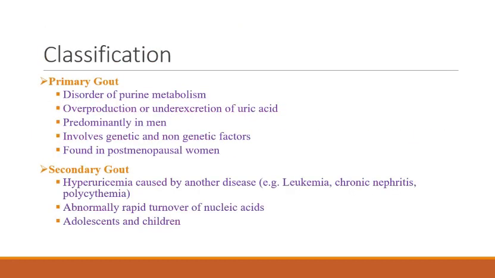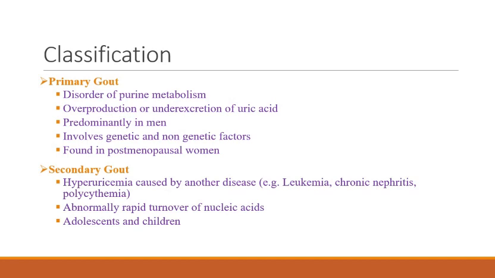Coming to the classification, gout is classified into primary gout and secondary gout. Primary gout is a disorder of purine metabolism. It may be due to overproduction or under-excretion of uric acid. Primary gout is predominantly seen in men. It involves genetic and non-genetic factors.